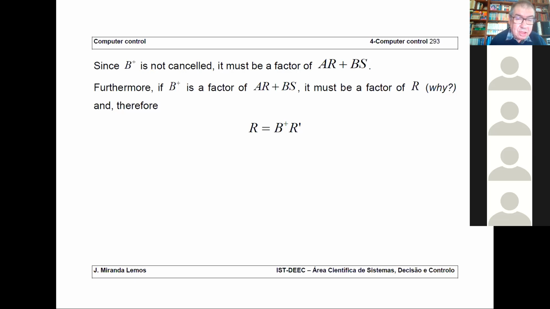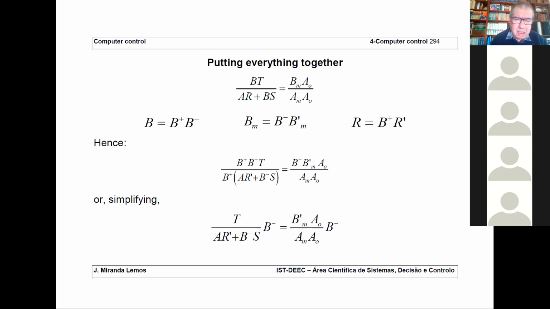Remember that B and A had no common factors, so B plus may not be a factor of A. When you do the modeling part, you got rid of all the common factors between A and B. So B plus may not be a factor of A, so it must be a factor of R. Okay, so your R must be B plus, the zeros that you want to cancel, times some other polynomial that I call R prime. Okay, so let's put everything together. I'm sure you are a little bit lost, but don't be afraid, because then we will do some examples and the final algorithm will be clear.